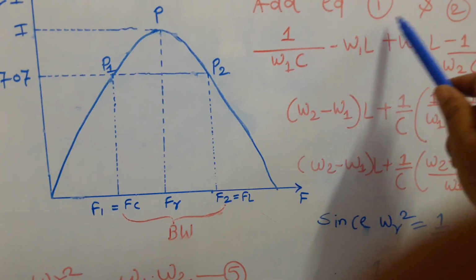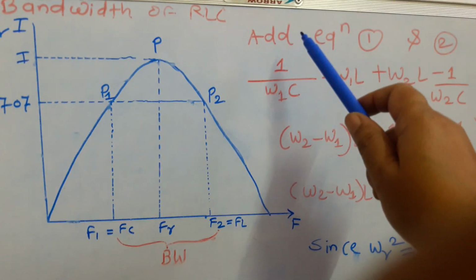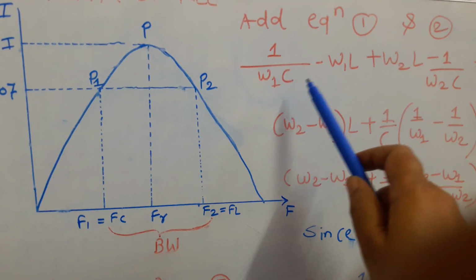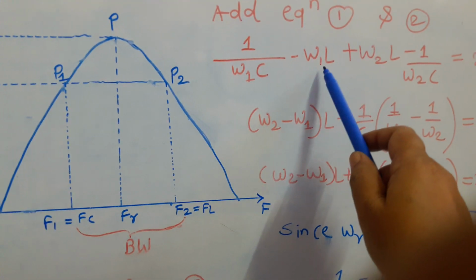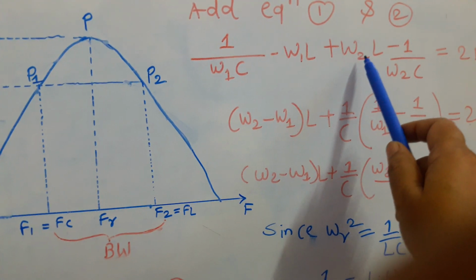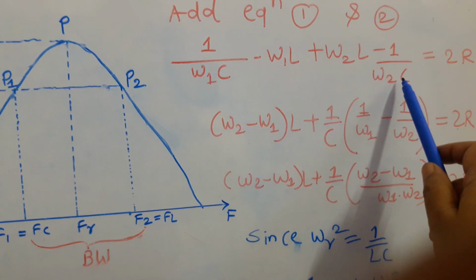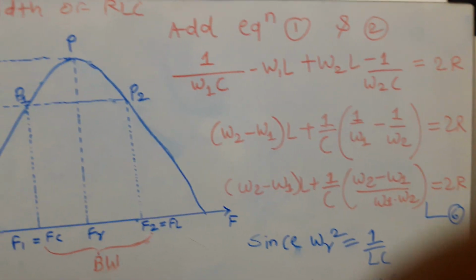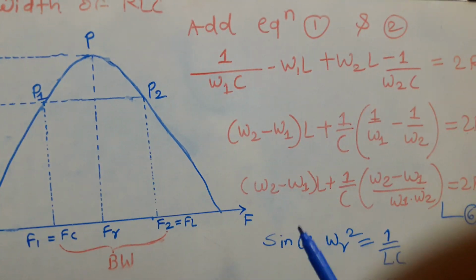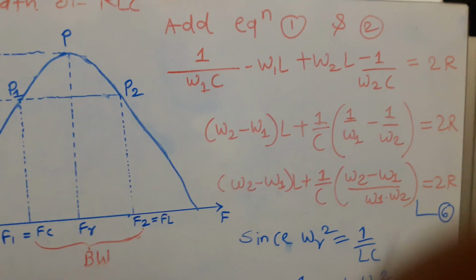From equation 1 and equation 2 we have... Let us add these equation 1 and equation 2. We will get 1 upon omega 1 C minus omega 1 L plus omega 2 L minus 1 upon omega 2 C is equal to 2 times R. This is from equation 1 and 2. Let us add them together, we will get this thing.